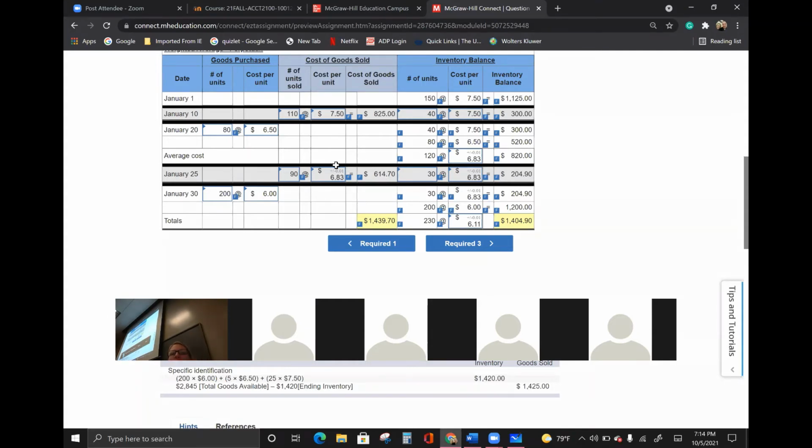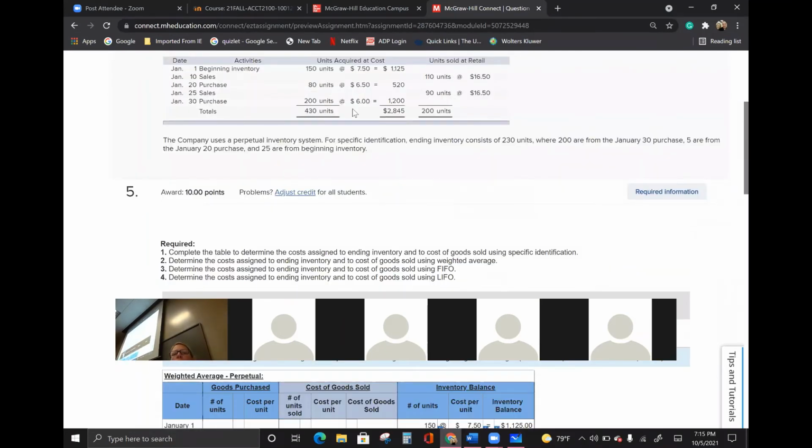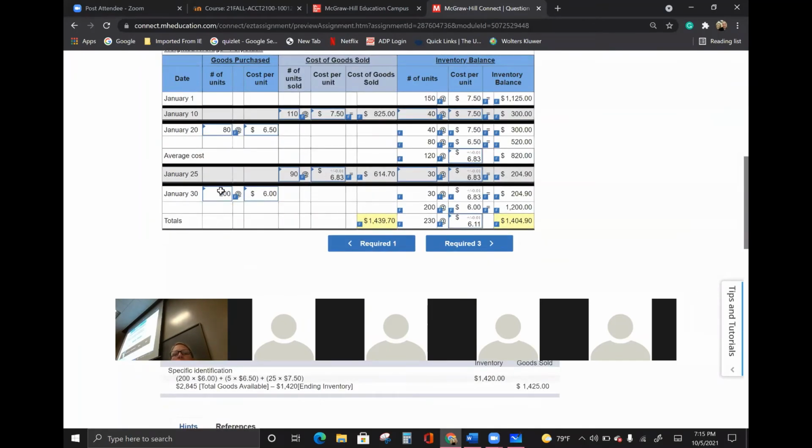What do I have left? I had 120 units. I deduct 90. So I'm left with 30 at the average of $6.83. So that's my new calculation of what my ending inventory is. Okay, I have 30 units at 683. On the chart, it says I buy 200 more units at $6. So I add that in. Here's my 200 at 6.